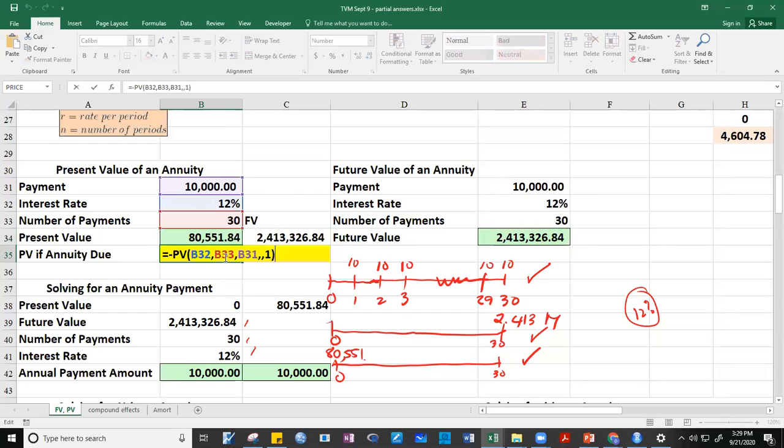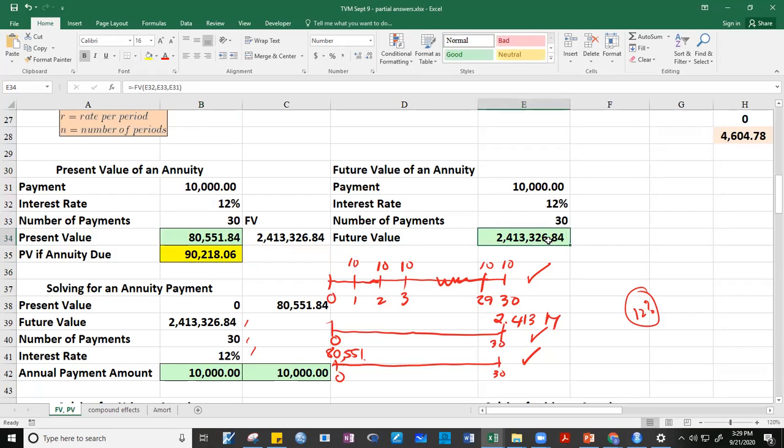And we know that your annuity due will be greater. Ang difference niya, ito, yung type niya 1, hindi 0. And we expect that to be greater compared to your annuity ordinary. Ganun din sa future value.